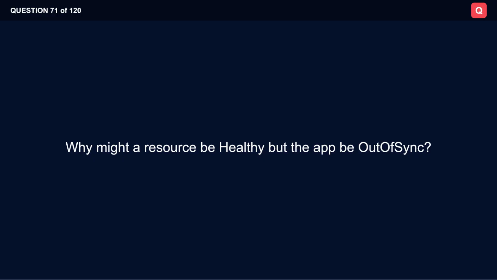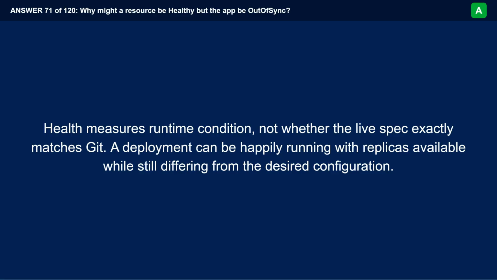Why might a resource be healthy but the app be out of sync? Health measures runtime condition, not whether the live spec exactly matches Git. A deployment can be happily running with replicas available while still differing from the desired configuration.